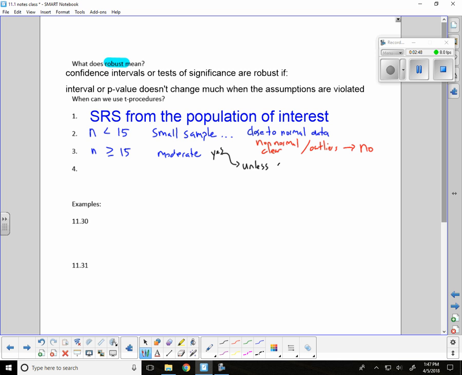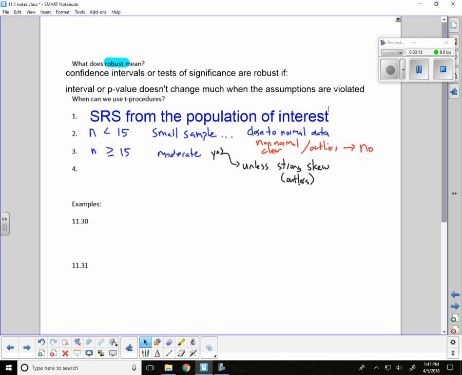unless we have strong skew one way or the other, which is due to outliers. So the distribution doesn't have to be normal, but any strong skew to one side or the other, or any big outliers, that would cause us to not use it.